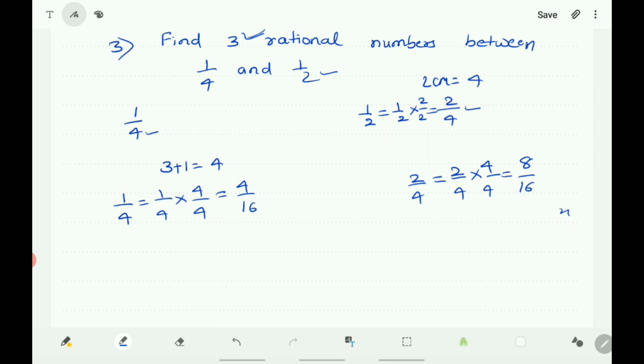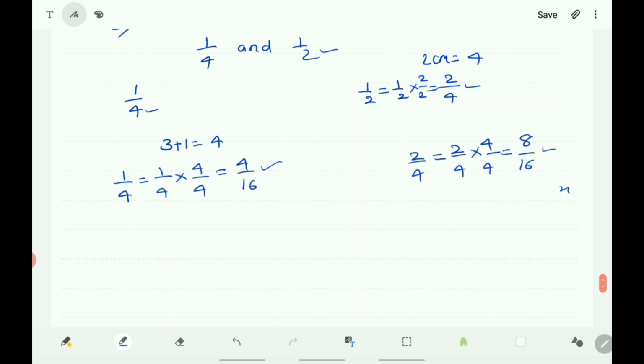Now the question is find 3 rational numbers between 1 by 4 and 1 by 2, which means find 3 rational numbers between 4 by 16 and 8 by 16, because 8 by 16 means 1 by 2 and 4 by 16 means 1 by 4. Now you know that the number must be greater than 4 by 16 and lesser than 8 by 16. So you can write the rational numbers.